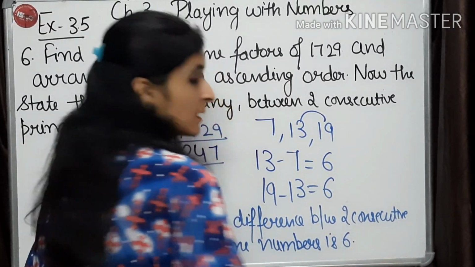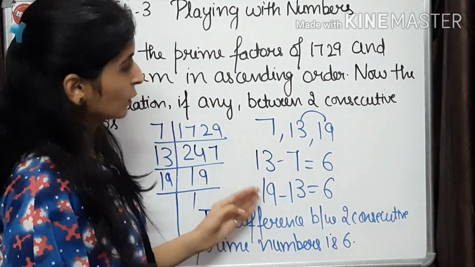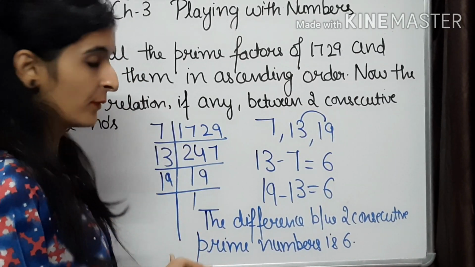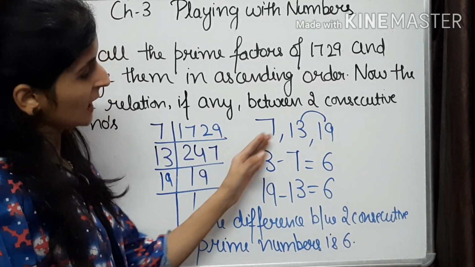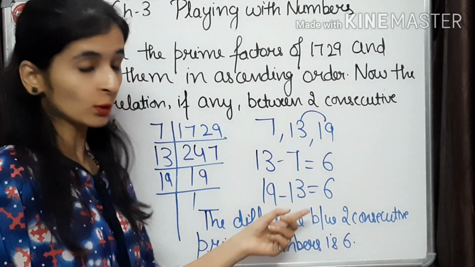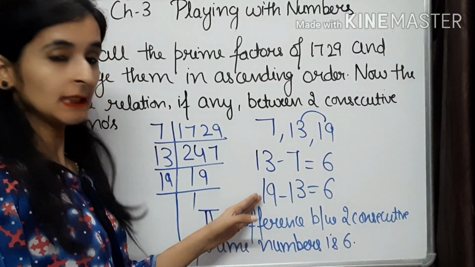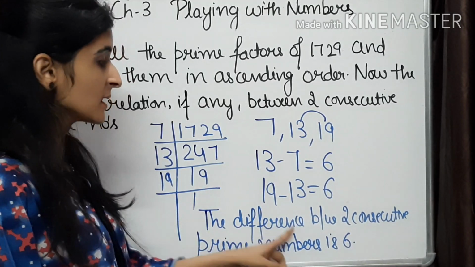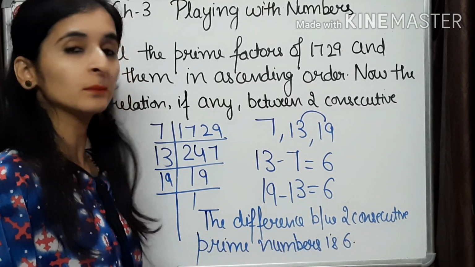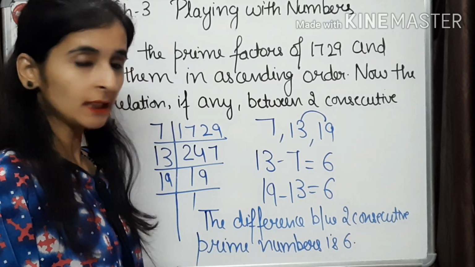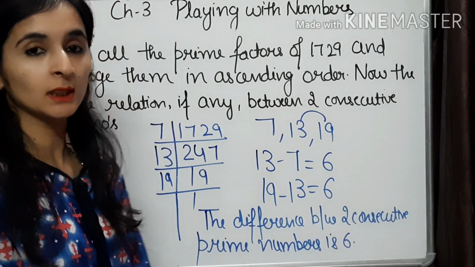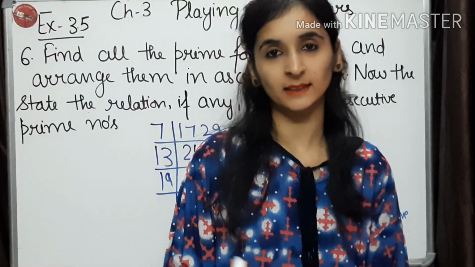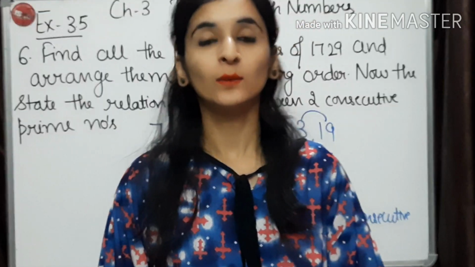numbers is 6. Okay, so what we have done in this question: firstly we have done the prime factorization of this number, then we have arranged the factors in ascending order. After that we have seen that there is a relation between these factors, that the difference between two consecutive prime numbers is 6. Clear? So this was the solution of question number 6. Question number 5 you have to try to do yourself, that is the same as question number 4.